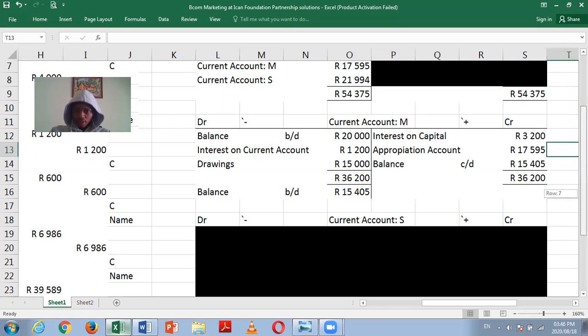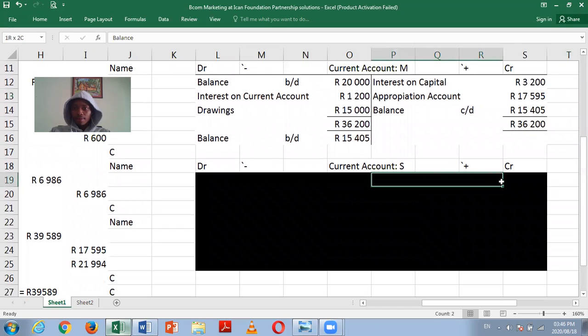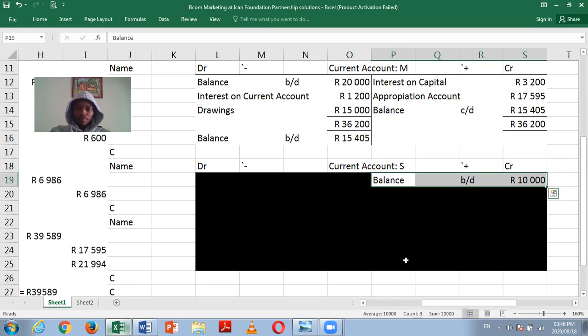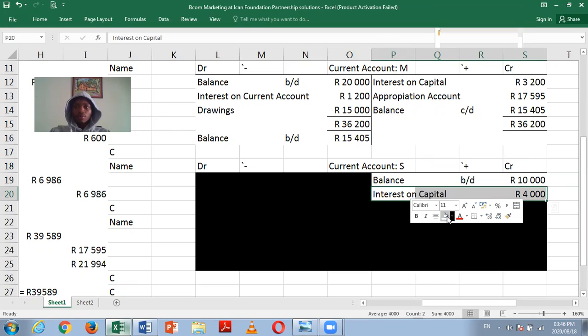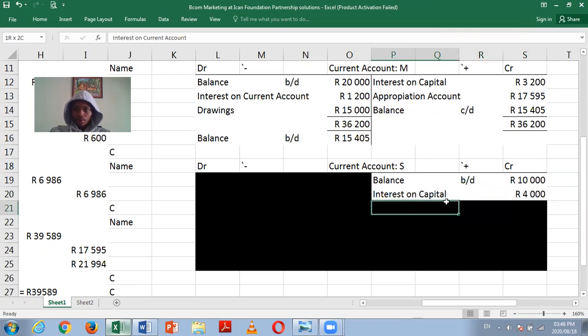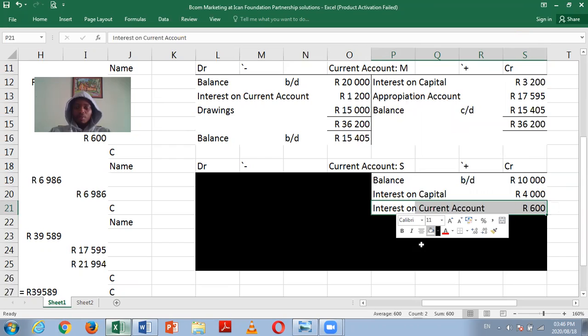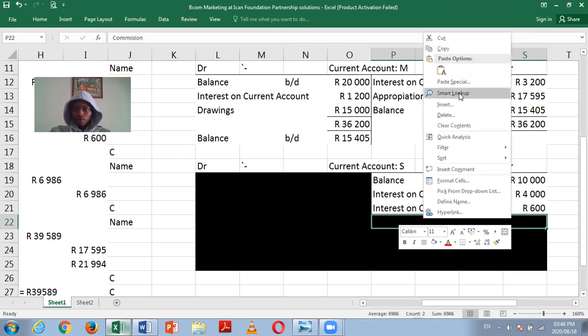And then now let's check the current account for S. So S had a favorable balance. It means the balance brought down for S will be on which side? On the credit side, right? Okay, let's check. What else did Mr. S earn? Interest on capital, right? Remember first journal, it was 4,000. And then we had interest on current account, because the current account is on the credit side, so it means it's favorable. Now the partner will earn that interest on the favorable balance, right? Again, this guy earned a commission. Remember that commission of 6 something.